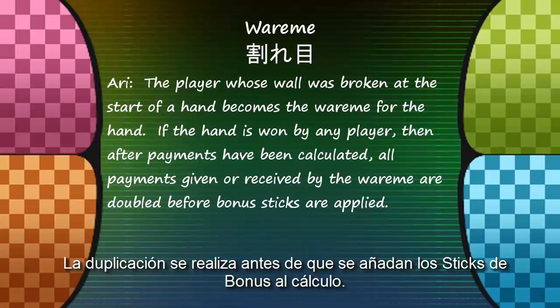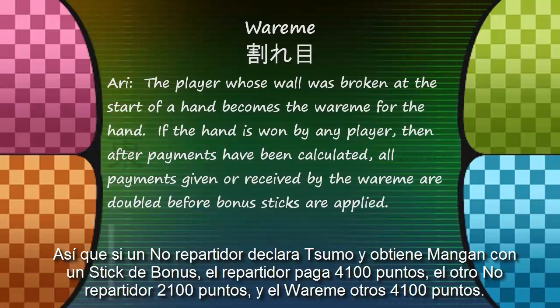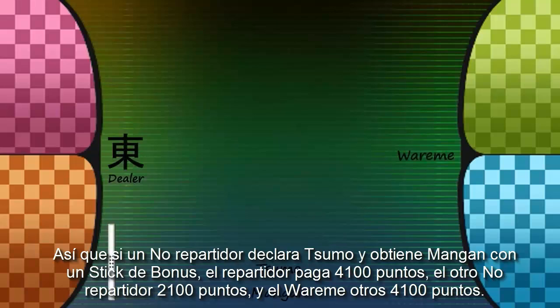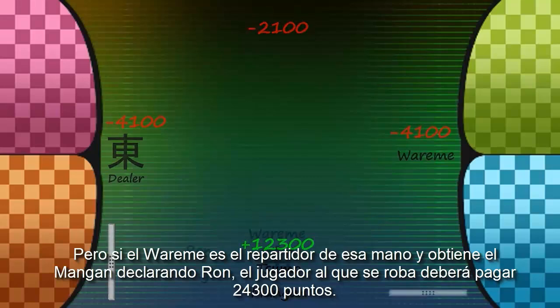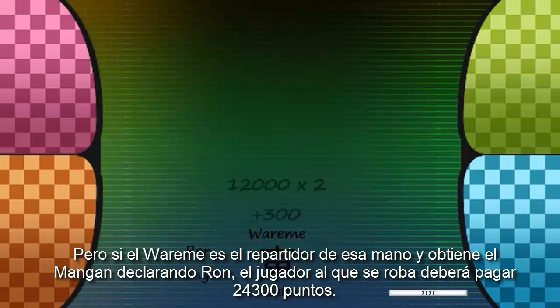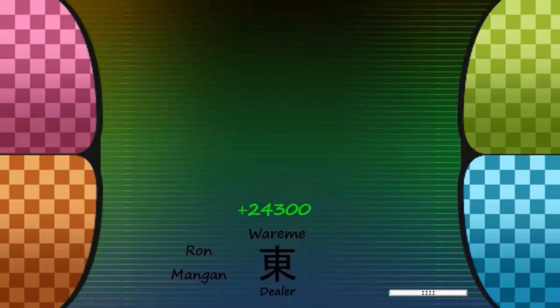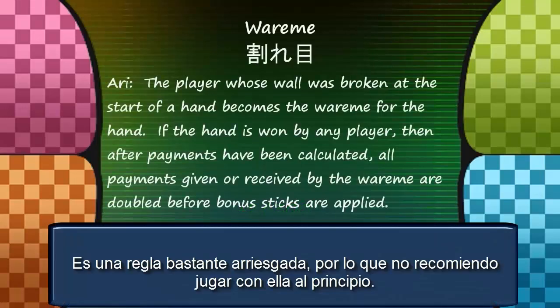The doubling occurs before bonus sticks have been applied to the calculations. So for example, if a non-dealer calls Tsumo and scores Mangan on a hand with 1 bonus stick, the dealer owes 4,100 points, the other non-dealer owes 2,100 points, and the wareme owes 4,100 points. But if the wareme was the dealer and called Ron on the same hand with a Mangan, the discarding player would owe 24,300 points. This is a very risky rule, and I don't recommend playing with it at first.